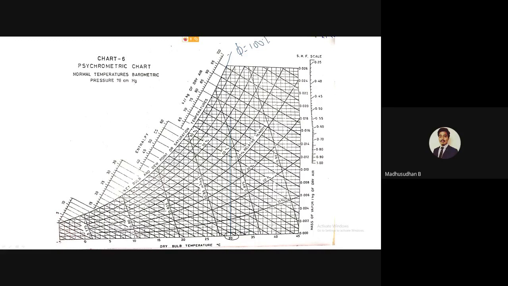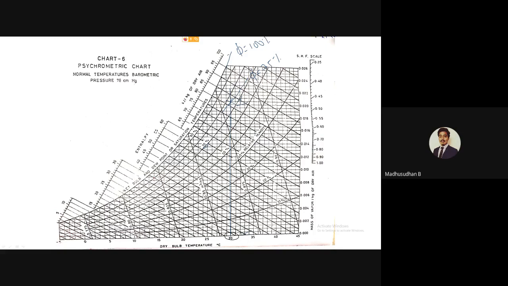So the outdoor conditions are 30 degrees Celsius DBT and 75% RH. So you need to search for 75% RH. Where is 75% RH? Let us see. So this is the 70%. A little bit above it would be the 75% RH, correct? So this is RH 75%. So this would be my state 1. Okay. Got it? How to plot state 1 on the psychrometric chart.